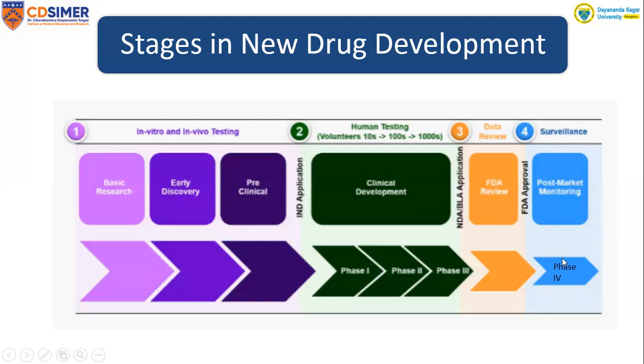Every 6 months there will be a post-marketing surveillance report, that is PSUR we call it, an update report they have to give for the first 2 years in India, every 6 months. After that, for the next 2 more years, they have to give once a year. It means that totally 6 reports in 4 years they are supposed to give. Okay, so this is the new drug development stages.